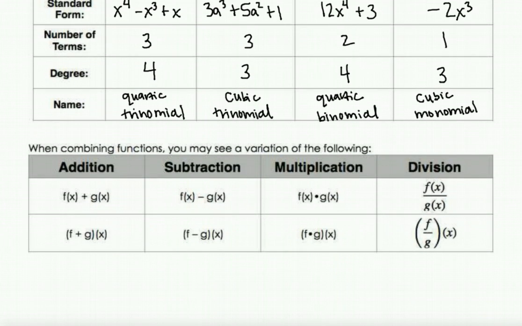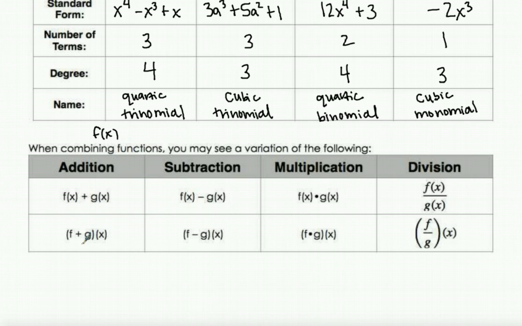Moving down to the bottom, it says when combining functions, you may see a variation of the following. We've talked about functions. We already know what those are. If we want to combine functions, we can do that with addition, subtraction, multiplication, or division. When we've got our functions, remember if it says f of x or g of x or h of x or whatever, that means it's in function notation. So what we might see is our function notation for f plus a function notation for g. This would represent two different functions that we were adding together.